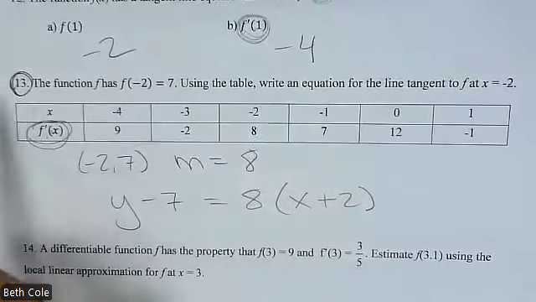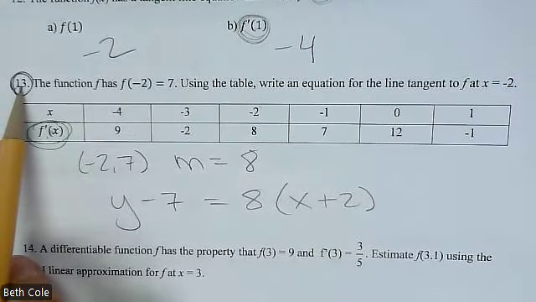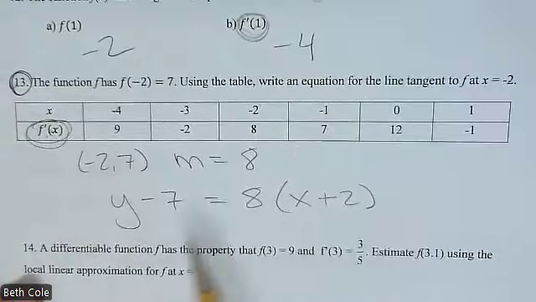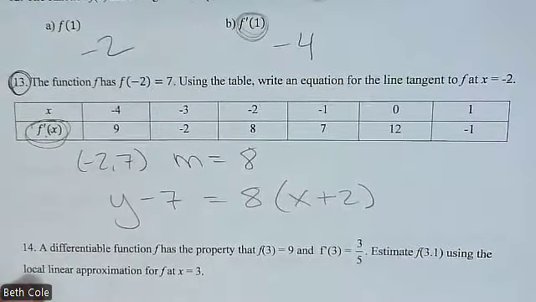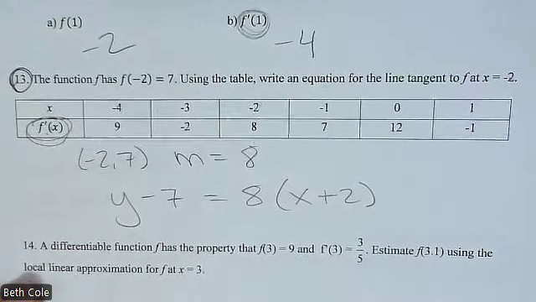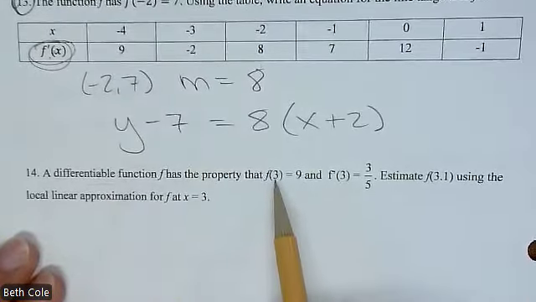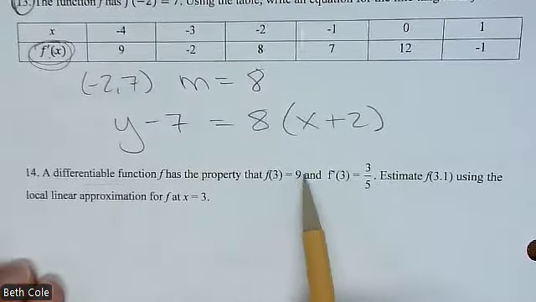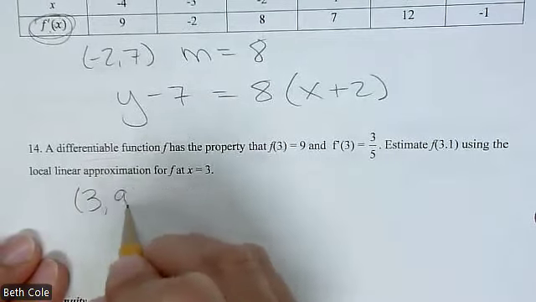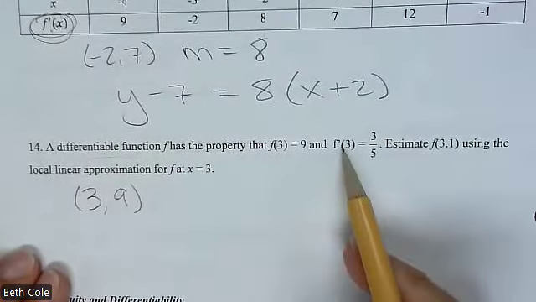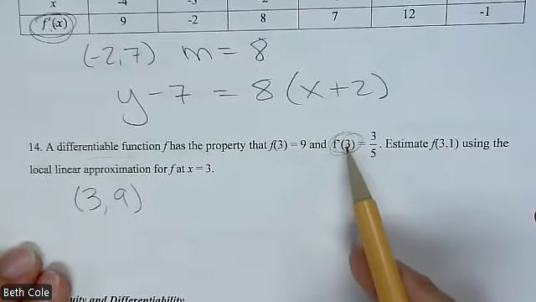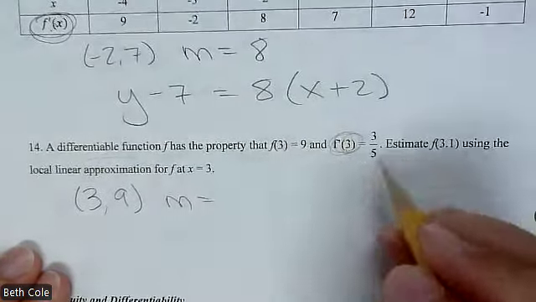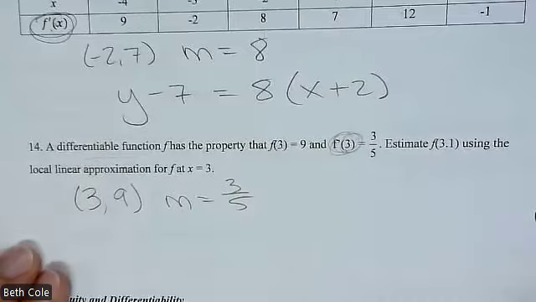Good job. See how this one's circled? Yep, so you don't have to simplify that at all. It's an FRQ. A differentiable function has the property that, oh, how am I going to tell you to rewrite that? As a point. Oh, and f prime of 3, derivative means slope. So your slope is 3/5.